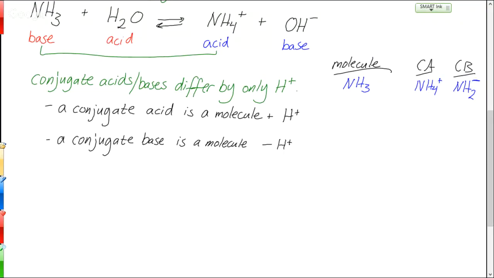Okay, let's try a few more. Water. What's the conjugate acid of water? H3O plus, hydronium, yeah. And what's the conjugate base of water? Yeah, OH minus 1, which is hydroxide. Good. And you can do this with pretty much anything.